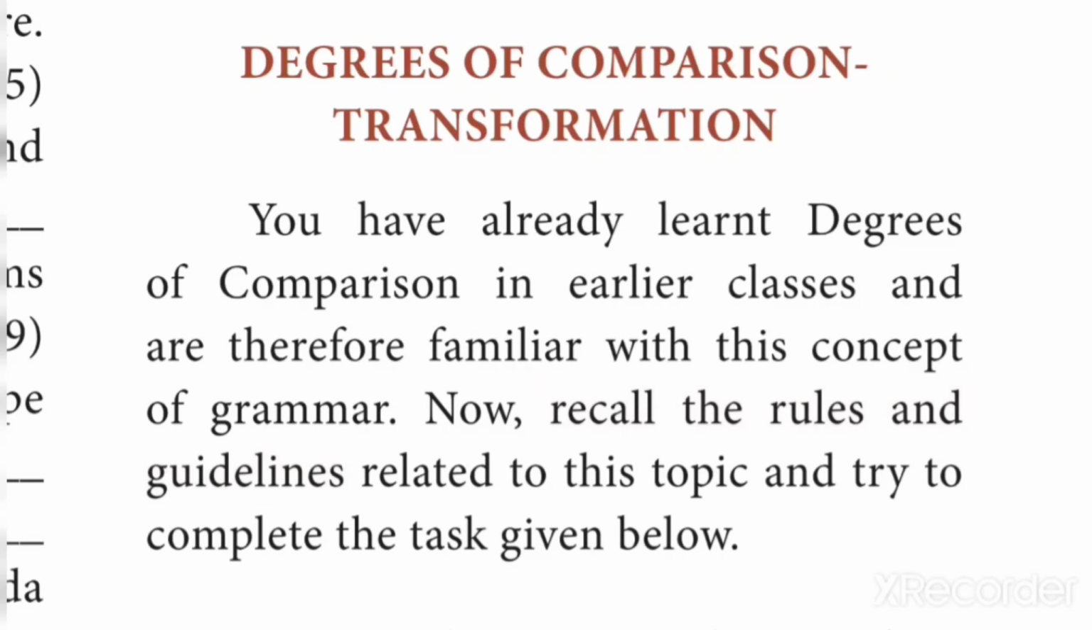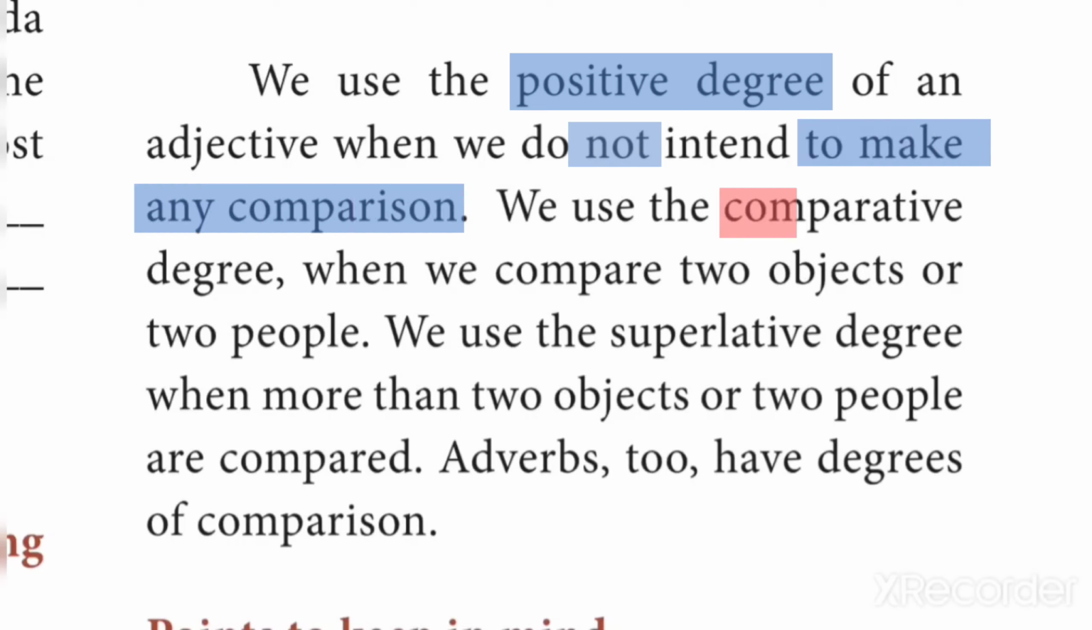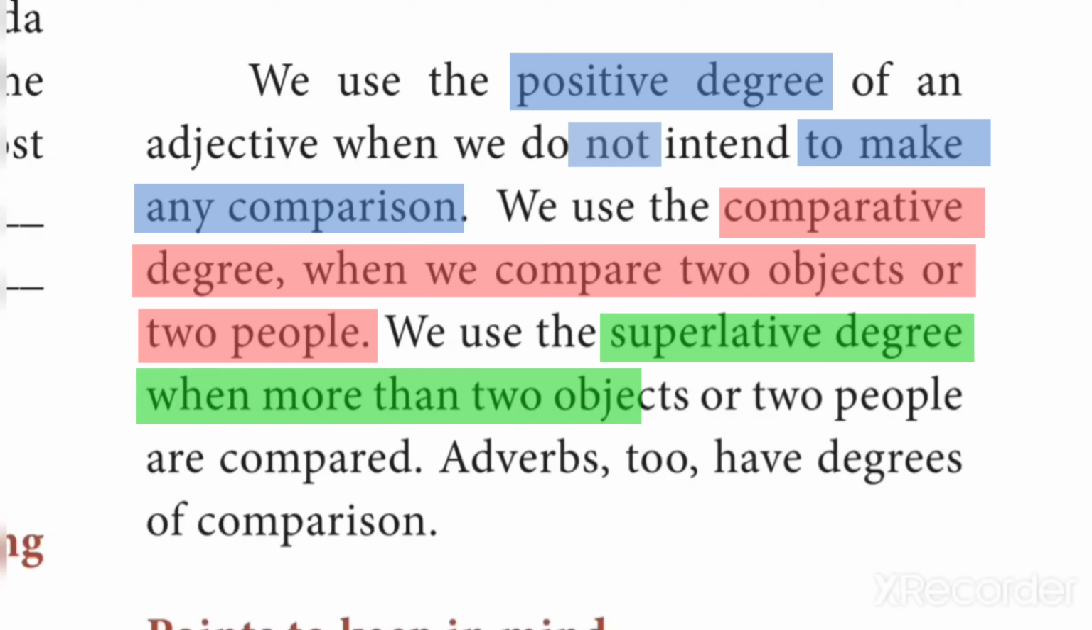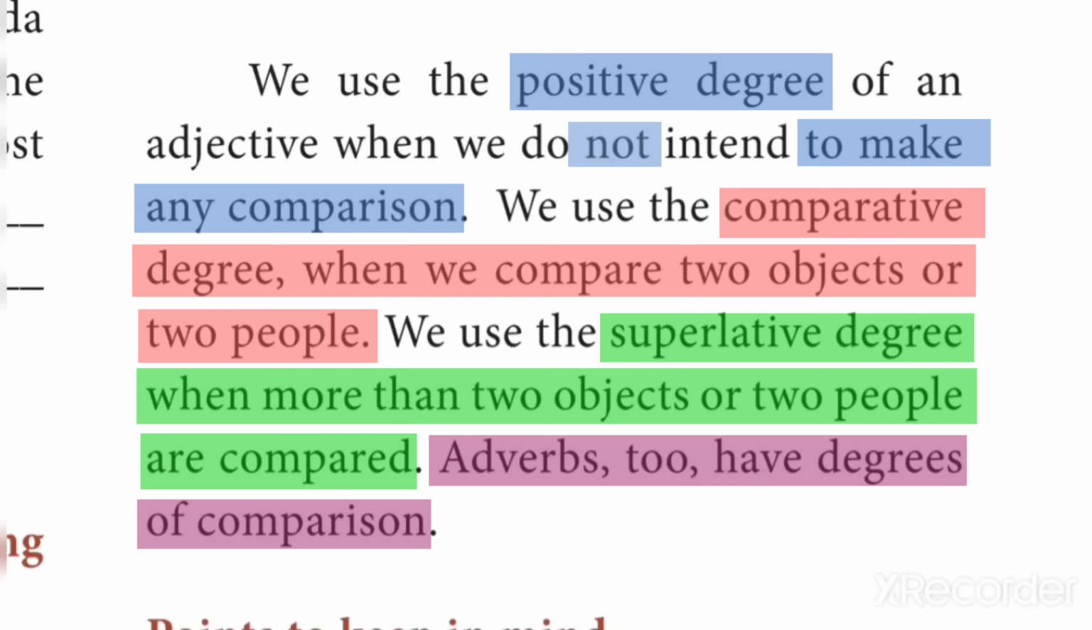We use the positive degree of an adjective when we do not intend to make any comparison. We use the comparative degree when we compare two objects or two people. We use the superlative degree when more than two objects or two people are compared. Adverbs too have degrees of comparison.